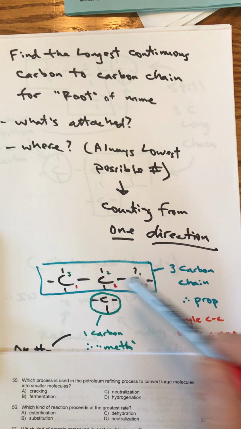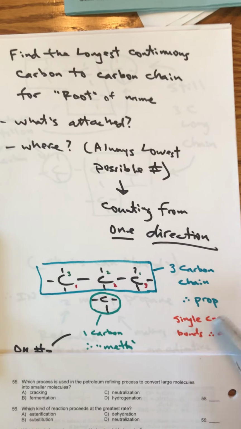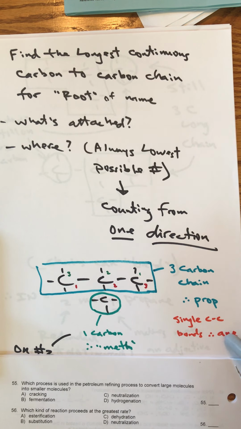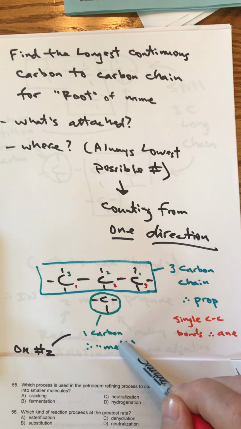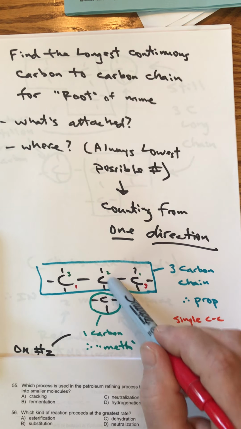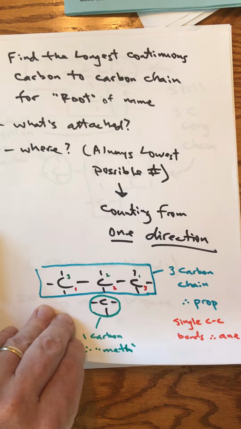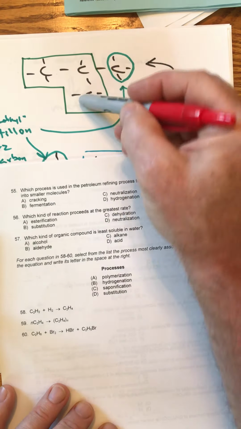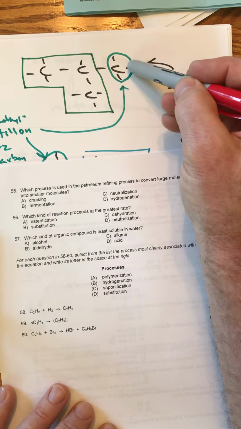It's on the 2nd carbon of the chain, no matter which way I count. All of the bonds in the chain are singles, so the suffix is going to be ane, so this is propane with a meth, or methyl, make it an adjective, group on the 2nd carbon of that chain. No matter which way I count, 1, 2, 3, yeah, that's a methyl group on the 2nd carbon. Either way, it's prop, single bonds, ane, with a methyl group on number 2.